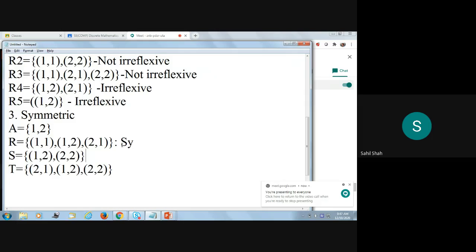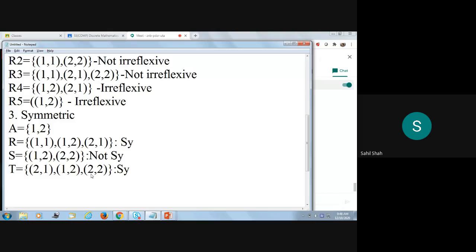Okay. Whether S is symmetric? No. Why? Because I am observing a pair 1 comma 2, but the reverse of 1 comma 2, that's 2 comma 1, is absent in S. So it is not symmetric. See, I am saying not symmetric. I am not saying asymmetric. That is something different. Whether T is symmetric, it is symmetric. You could observe 2 1 is present, 1 2 we are having, 2 2 is present, 2 2 in reverse is also present.